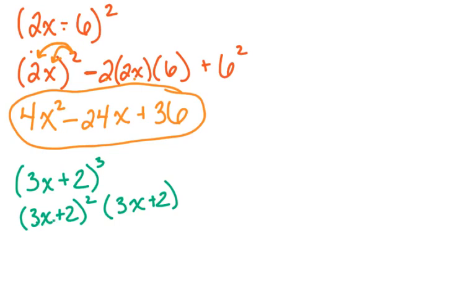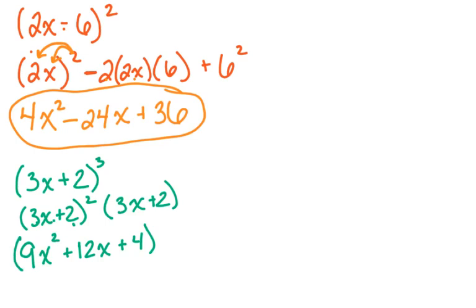So 3 squared gives me 9x squared plus, now if I do 3x times 2, that's 6x. Now I still have to multiply that by 2 to get the middle term. So 6x times 2 is 12x. Plus this last term here is squared. So 2 squared gives me 4.